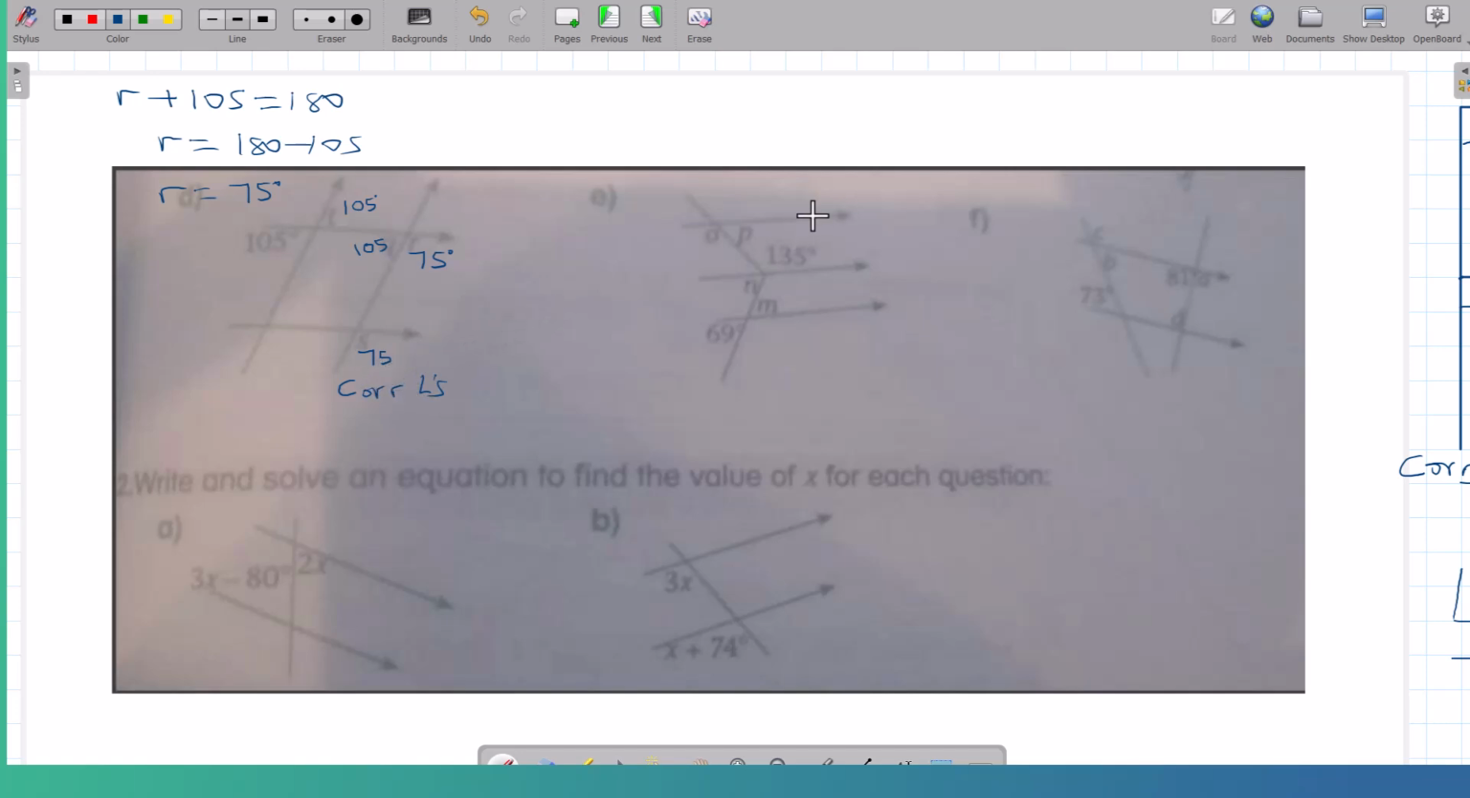Okay, now to get our P, these lines are parallel. So P plus 135 equals 180 degrees, and then we can get our P. Who can give us the reason there? The reason is cointerior angles. So what is 180 minus 135? What do you get?